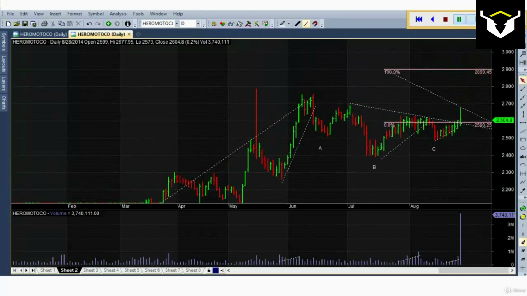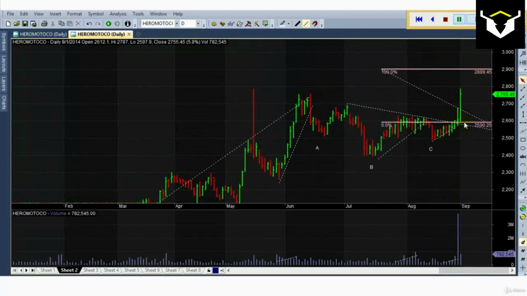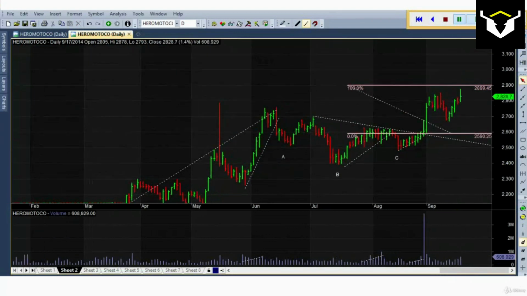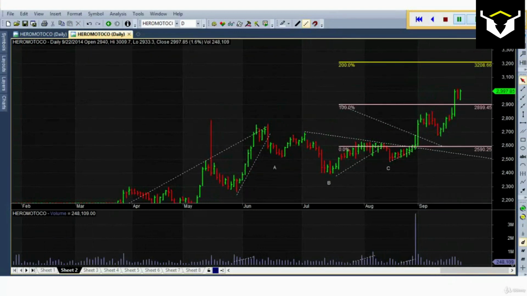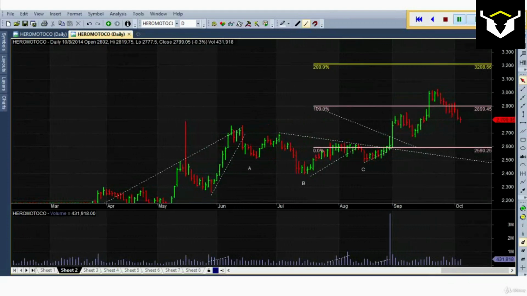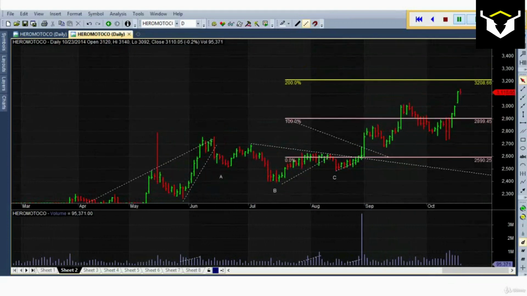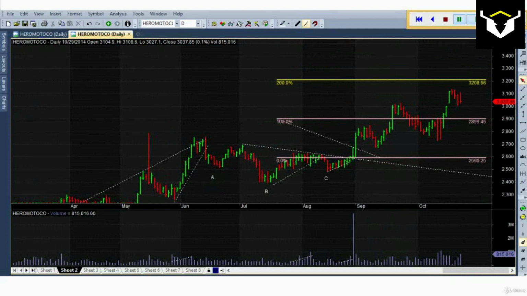Let's go and add some bars. You can see prices are going up on increasing volumes. Add some bars and our target was met. Not only was the target met, but prices continued their upward journey. Alright.